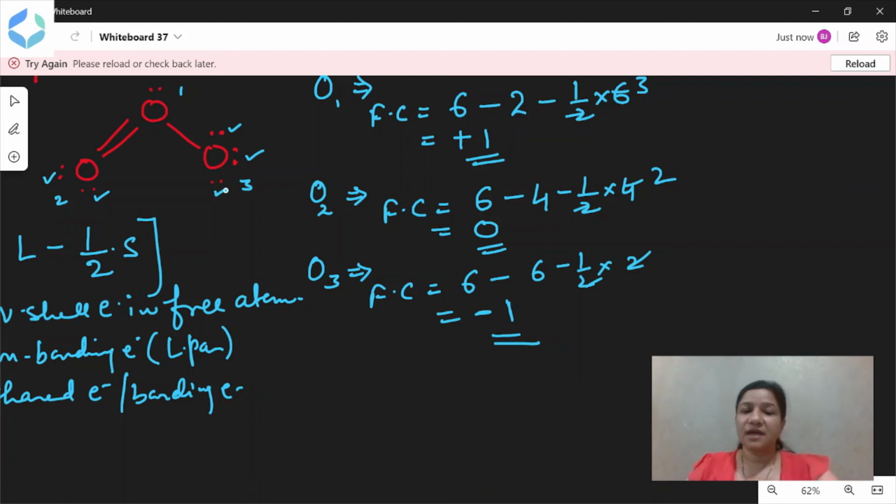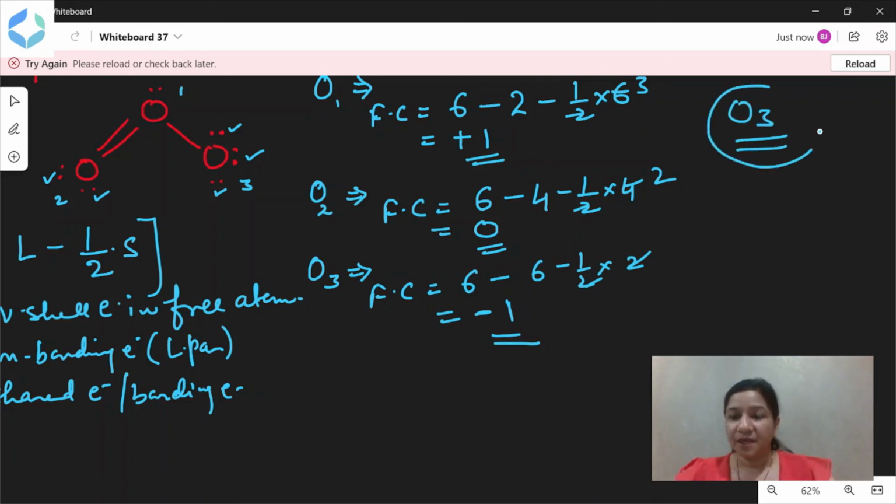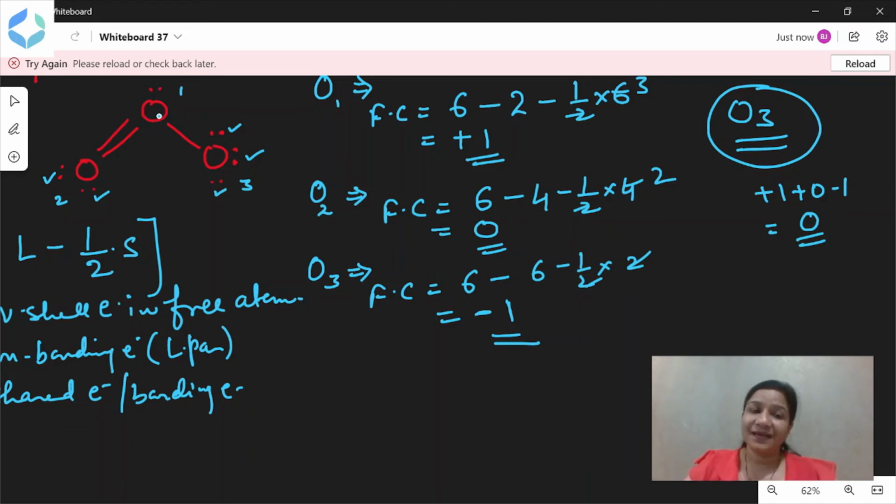So what did you notice? In oxygen number 1 our formal charge is plus 1, in oxygen number 2 we got 0, and in the third oxygen we are getting minus 1. If you see all together, the ozone molecule is not carrying any charge, because overall there is no charge. If you take the sum of all the formal charges, plus 1 plus 0 minus 1, it becomes 0, neutral. So there is no charge on the ozone molecule, but formal charge is calculated for each individual atom. Even though the molecule is neutral, every oxygen is carrying some charge, and that is called its formal charge. That is what you need to calculate. Hope you understood the concept. Thank you for watching my video.